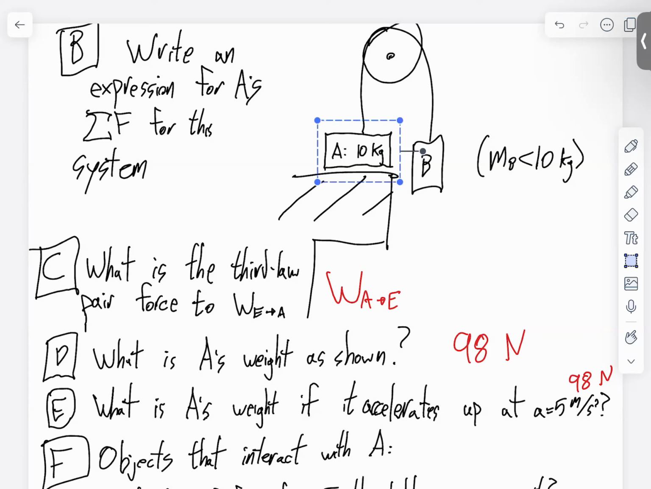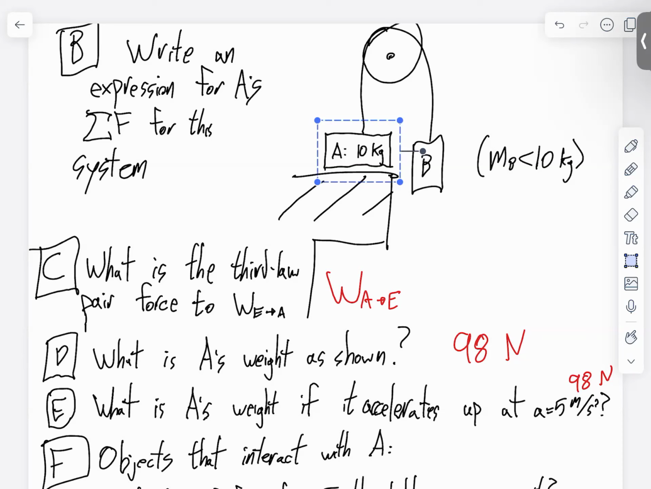Okay. So let me ask you this. What passes through that dotted line? The table. And those are your 3 objects that interact. Table, rope, Earth. That's it.